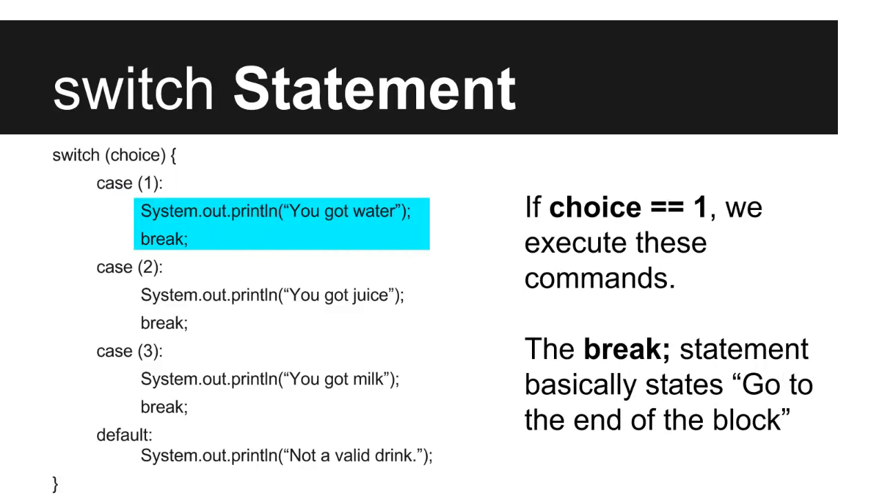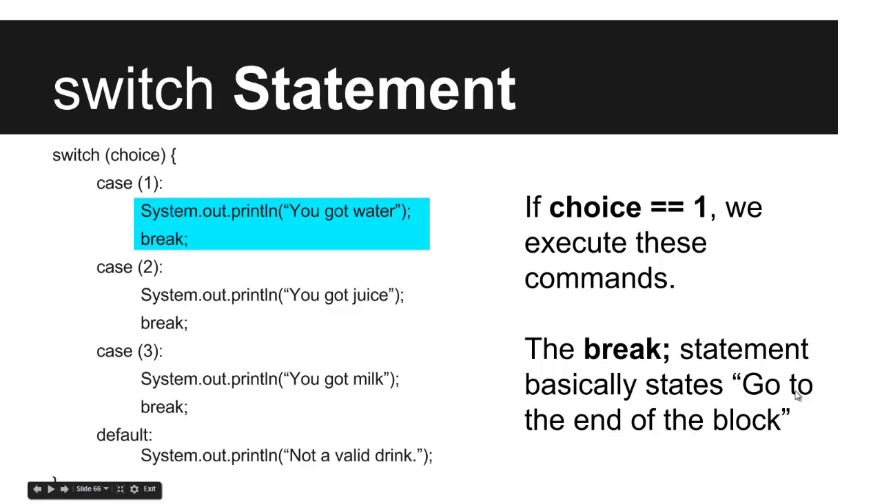Now let's say that our choice is 1. If that's the case, we execute the commands right after the case. So we do some output, System.out.println, you got water, and then we break. All the break does is say, go to the end of the block. Remember that blocks are created by matched curly braces. Here's the start of the block, then here's the end of the block, which you can't see below this little navigation bar. What the break says is, now that we're done, jump all the way down and skip the rest of this stuff.